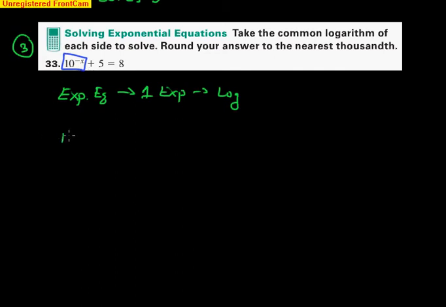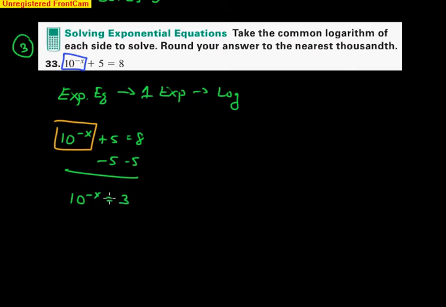So I guess I'll rewrite it down here. 10 to the negative x plus 5 equals 8. And again, I'll put that box around the 10 and the negative x. This 5 must be gotten rid of. So let's subtract 5 on both sides. 10 to the negative x equals 3.